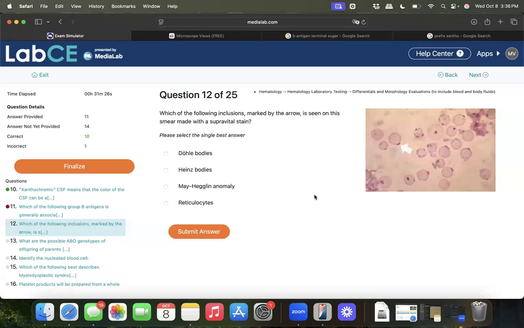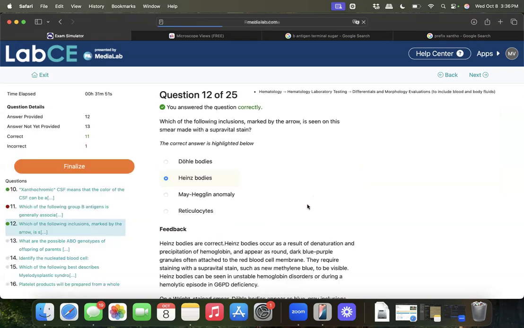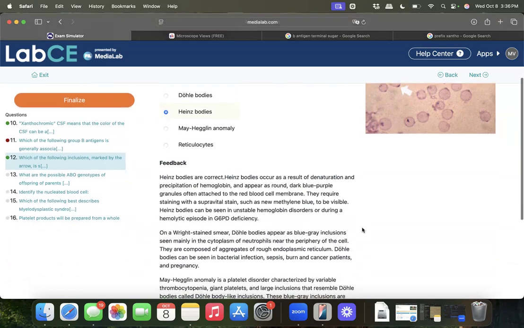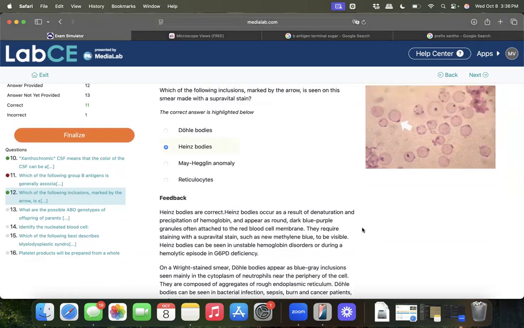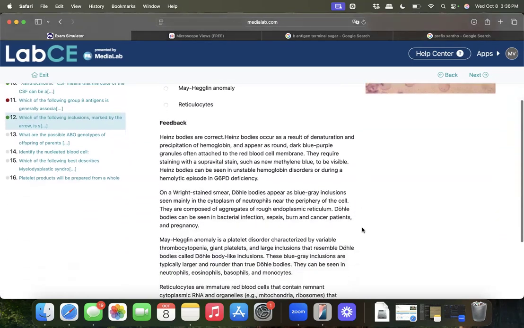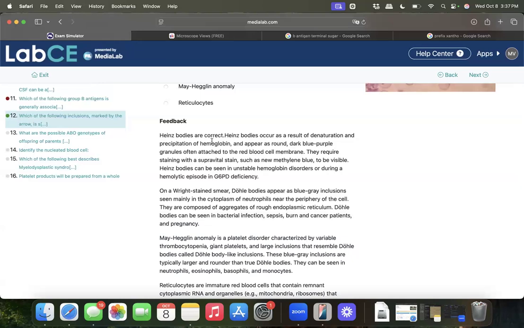Which of the following inclusions marked by the arrow is seen on this smear made with a supravital stain? A. Dohle bodies, B. Heinz bodies, C. May-Hegglin anomaly, or D. reticulocytes? All right, we got a lot of B's in the chat. Heinz bodies. Okay, yeah, because Heinz bodies are red cell inclusions. Dohle bodies. Okay, let's just read it.